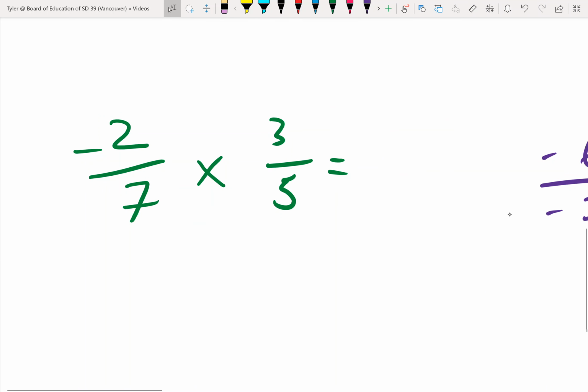This one works the same way. We just got a negative. Don't get freaked out. It does the same thing. -2 times 3 gives me -6. 7 times 5 gives me 35. And I don't think that can reduce 5, 7.